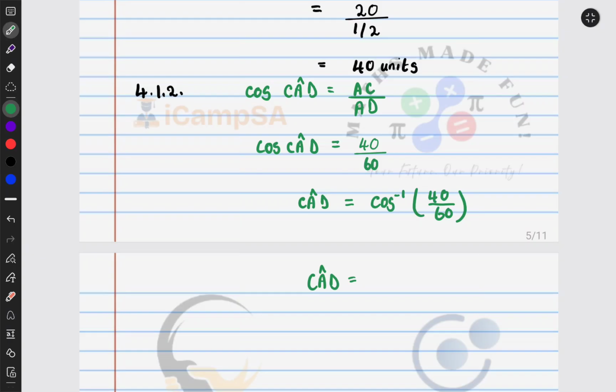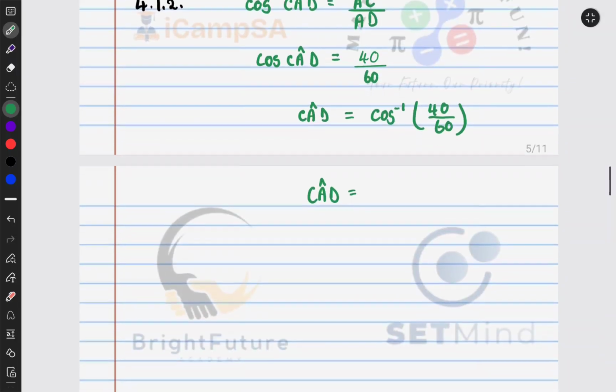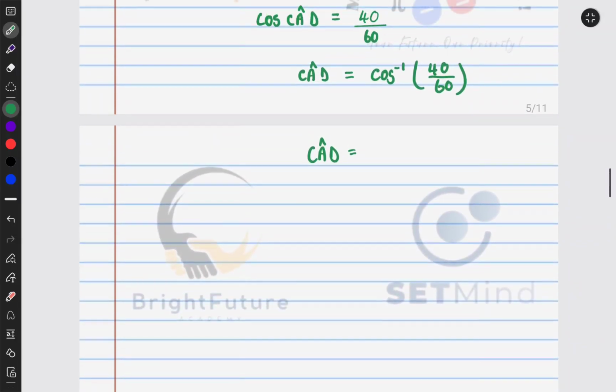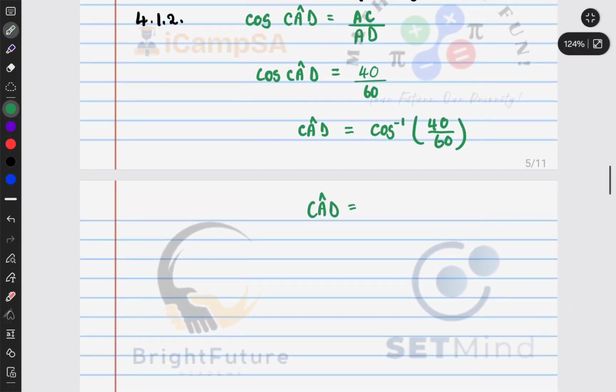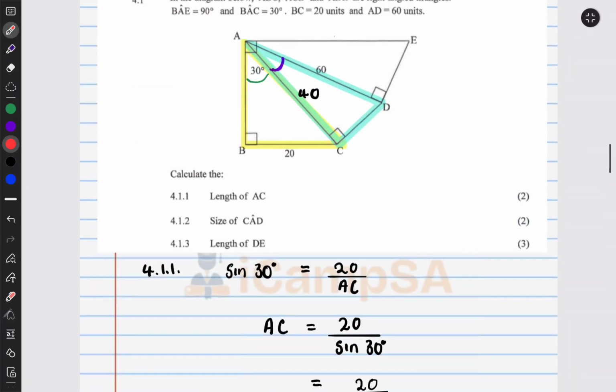That gives us 48.19. It's 48.19, and that is the value or the magnitude of the angle CAD. Okay, and then from there we'll also calculate side DE.